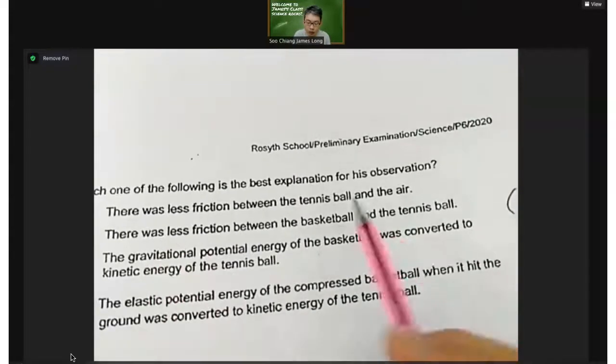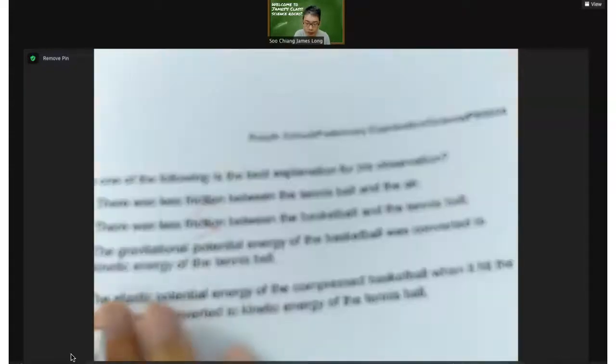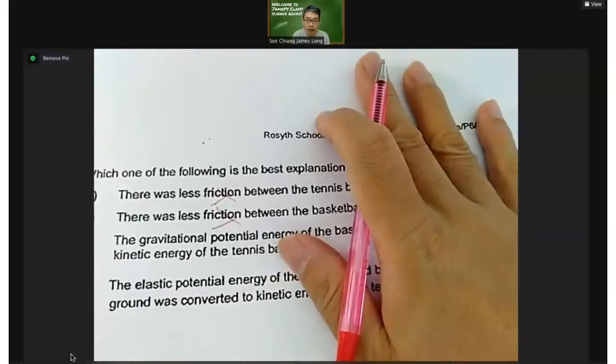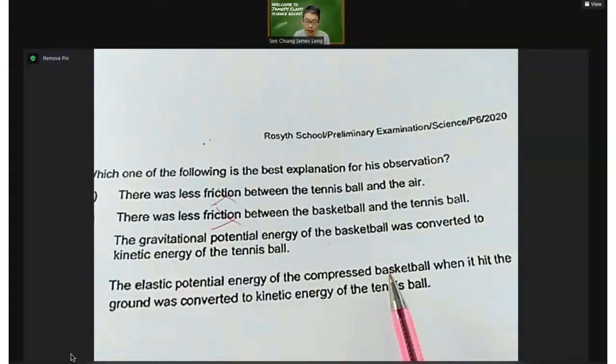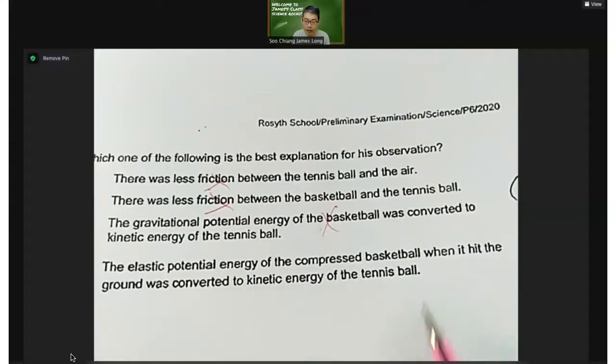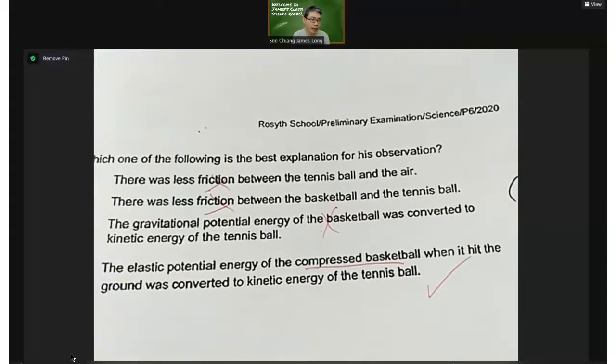Anything with friction is wrong. The gravitational potential energy of the basketball will convert to kinetic energy of the tennis ball? No. The elastic potential energy of the compressed basketball, as I just mentioned to you, when it hit the ground, was converted to kinetic energy. Yeah, this is the answer, because the basketball can be compressed. It's like you shooting a catapult. You can stretch something and pull it. Best you see that video. That will explain this very well.